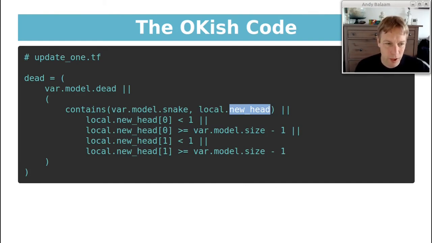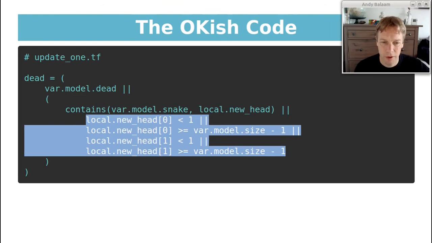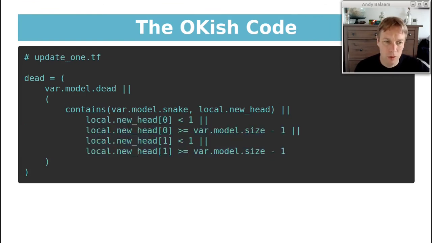So if our new head coordinate, the x coordinate is less than 1, or the y coordinate is less than 1, or the x coordinate is too big, or the y coordinate is too big, that means we've hit the edge of the screen. So dead is this expression of either you were already dead, in which case we just stop, or this whole blob. The or is written as double bars, like in languages like C and Java. And this whole blob is a bunch of things that are also ORed together. So first of all, either you've hit the edge, or you've hit your own body.